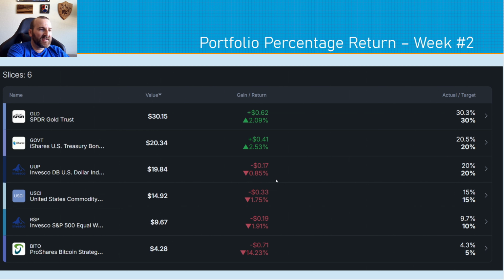We're down 0.17 cents. Our commodities, which was originally 25% of our portfolio, now it's down to 15%. So we reduced this by 10%, and we increased our government bonds by that 10%. So we just moved the money from one to the other. So US commodities were down 1.75% this week, or 0.33 cents. Stocks at our 10% allocation is down 1.91%, almost 2% in 1 week, or down 19 cents. And Bitcoin, our most volatile asset, is down 14.23%, or down 71 cents.